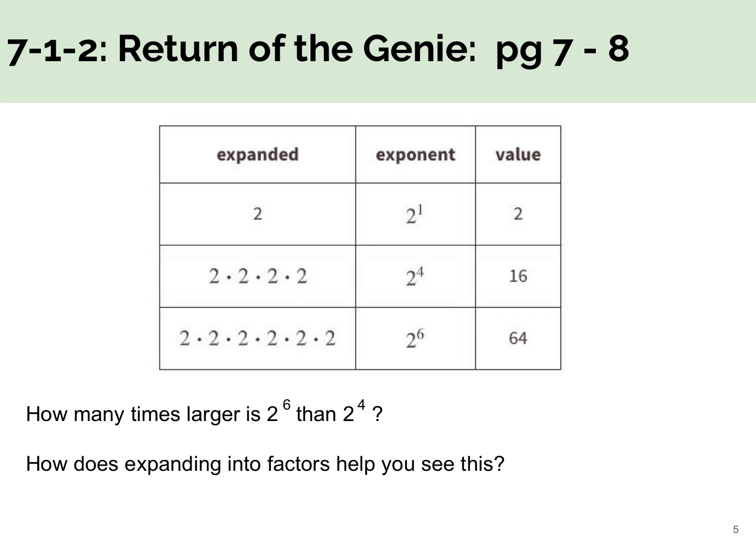If we look at this table, notice how we have 2 that can be written as 2 to the first. If we multiply that out, it is 2. We have 2 times 2 times 2 times 2. This is 2 to the fourth. If we multiply that out, that is 16. And then we have 2 times 2 times 2 times 2 times 2 times 2. There's 1, 2, 3, 4, 5, 6, so 2 to the 6th. If we multiply that out, that is 64.